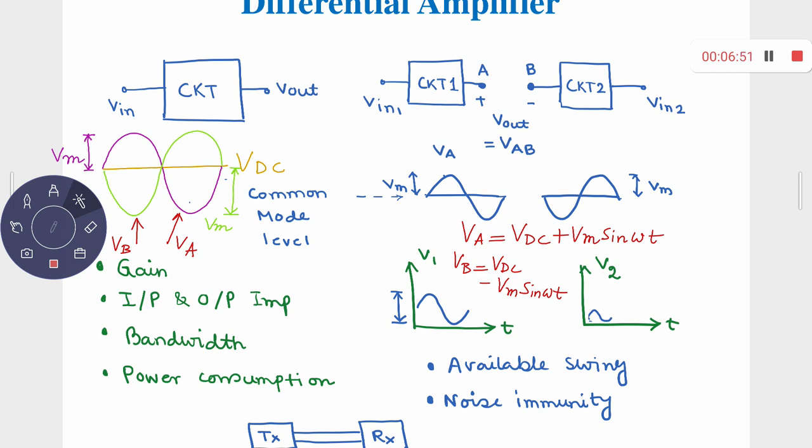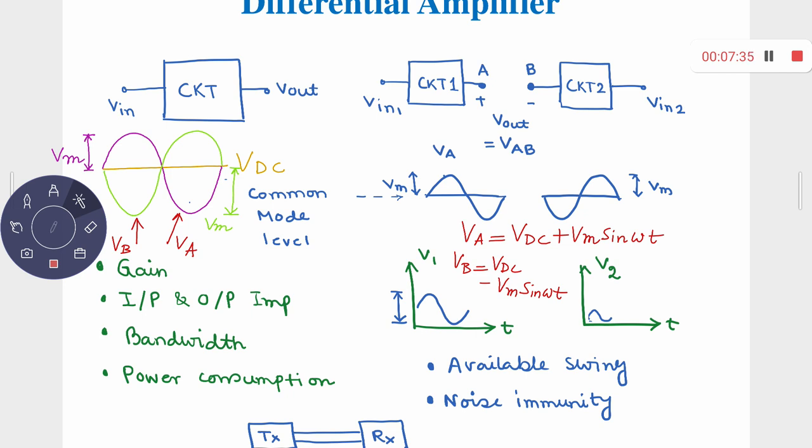Now, if I consider the difference VA minus VB, both of them are on a fixed DC, so obviously this VDC gets cancelled, whether it is 0 or non-zero. What you are left with is VM sin omega t minus minus VM sin omega t, that is equal to twice VM sin omega t. So now the fluctuation is from plus 2 VM to minus 2 VM, so the total range is 4 VM. For the individual single-ended signal, it is plus VM to minus VM, and for the differential signal it is plus 2 VM to minus 2 VM.